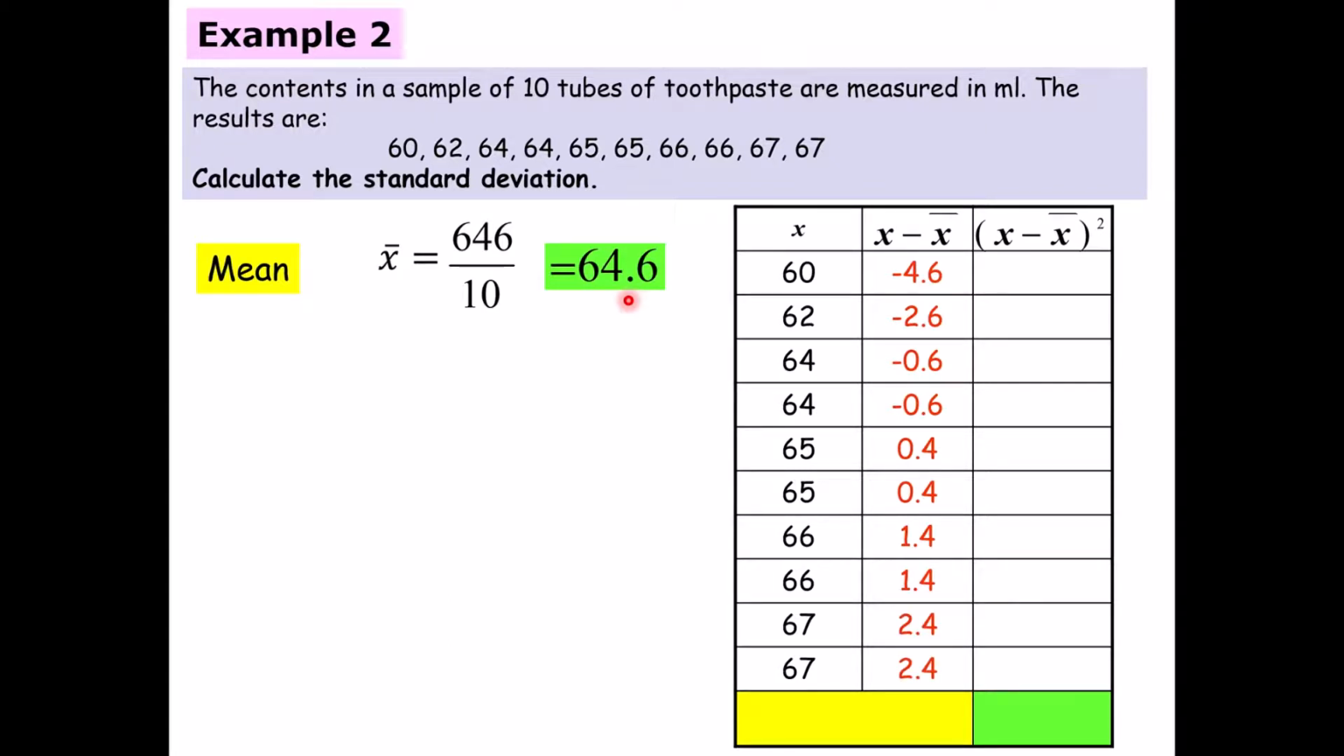Once we've done that, we're just going to square each of these terms. So the first one, we're going to take negative 4.6 squared, or negative 4.6 times negative 4.6 to get 21.16. And if you just go ahead and use your calculator to square each of these terms.